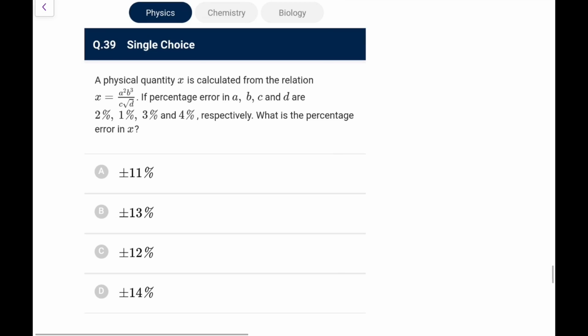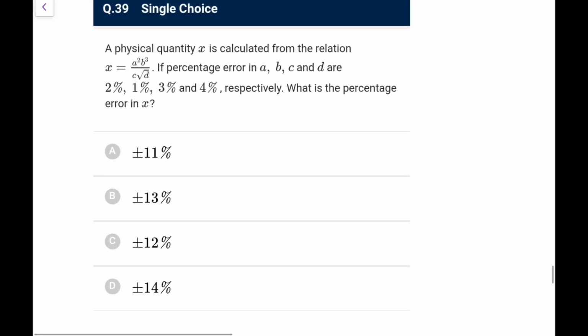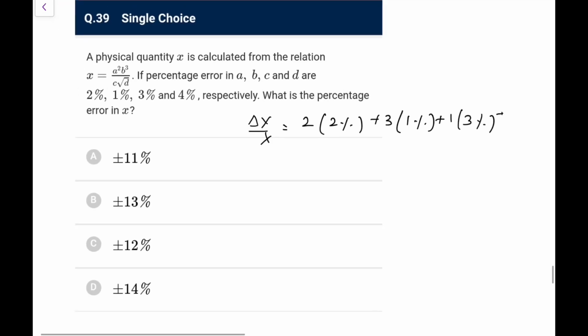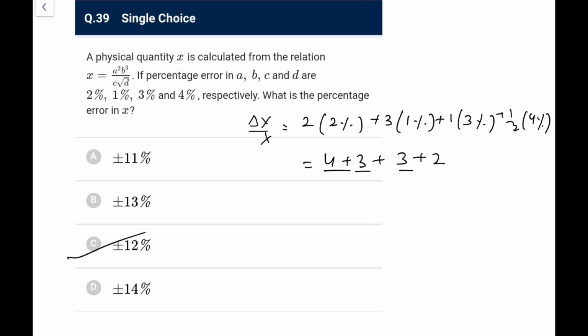A physical quantity is calculated from this relation. The percentage error, that is an easy one. Delta x by x, you know, twice the error in A, which is 2%, thrice the error in B, which is 1%, 1 times the error in C, which is 3%, and half times the error in D, which is 4%. So 4 plus 3 plus 3 plus 2, so 4, 7, 10, 12%, go for 12%. This is going to be the answer, option C.